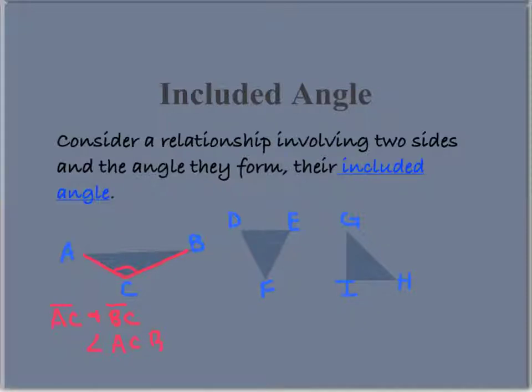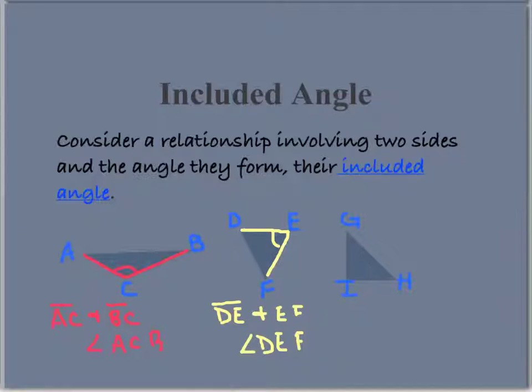Okay? Let's do another one. How about with triangle DEF? Let's do sides DE and EF. It's obviously going to be angle DEF. So for sides DE and EF, the included angle is angle DEF.